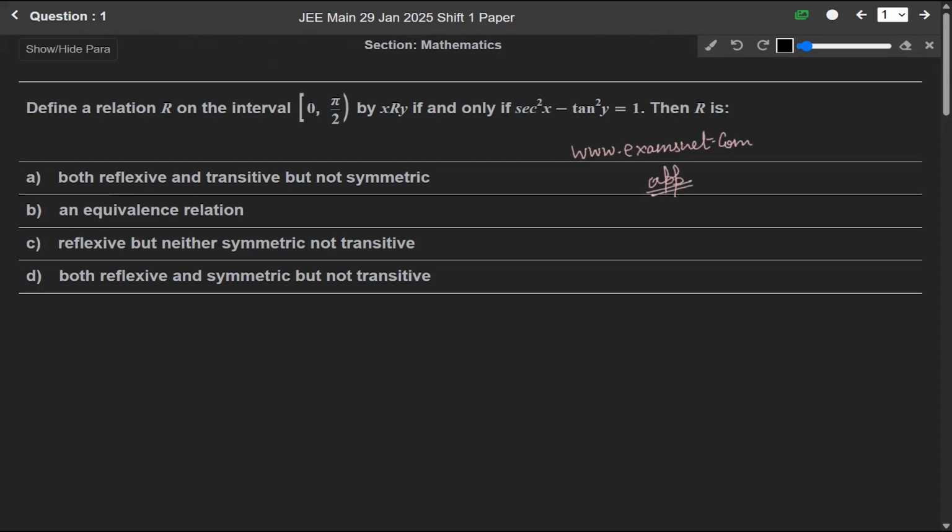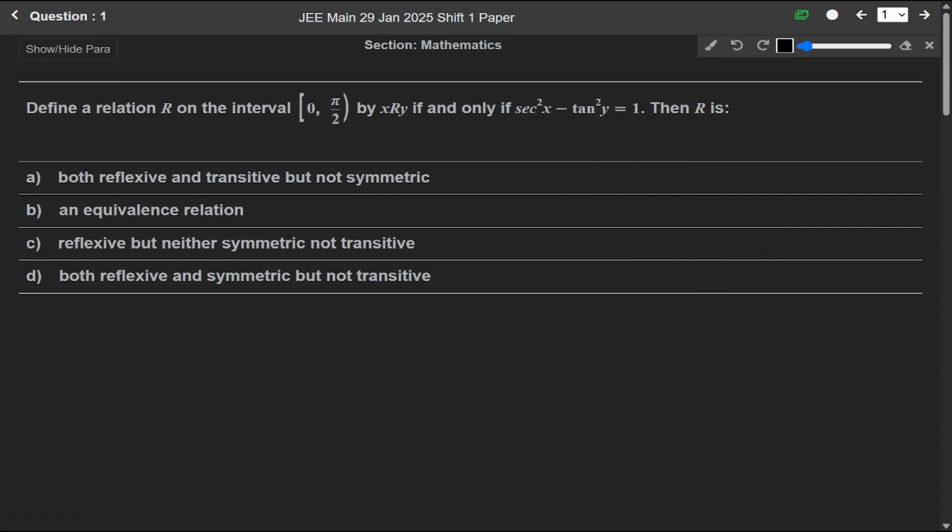So today, students, we are going to solve the JEE Main 29th January 2025 Shift 1 paper. In this particular video, I'll be solving the mathematics part of the paper. So starting with the very first question of the math section, that is question number one.